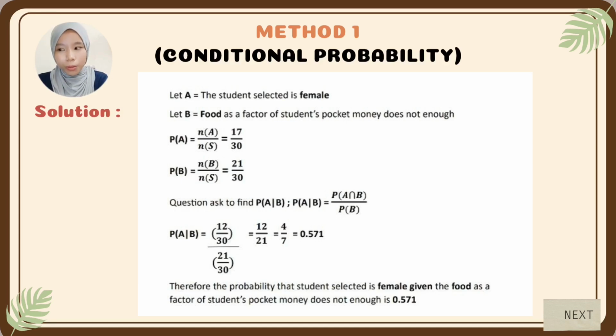Then we will get the probability of A equal to 17 over 30 and the probability of B equal to 21 over 30. The question asks to find the probability of A given B, which we will get by using the formula of probability of A intersect B over probability of B. We will substitute all the values, then the final answer we will get is that the probability of A given B is equal to 0.571. Therefore, the probability that the student selected is female given the food is a factor of student's pocket money does not enough is 0.571.